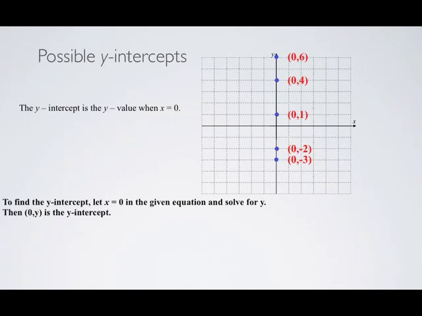To find the y-intercept, the key is we let x equal 0 in the given equation, and then we solve for y. Then whatever value we find for y, that (0, y) is the y-intercept.